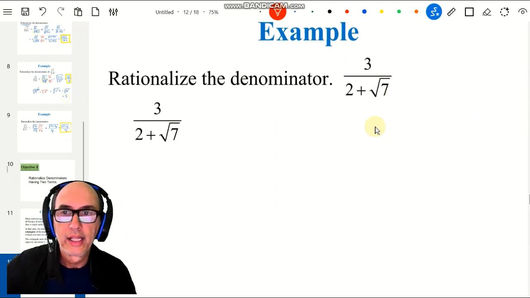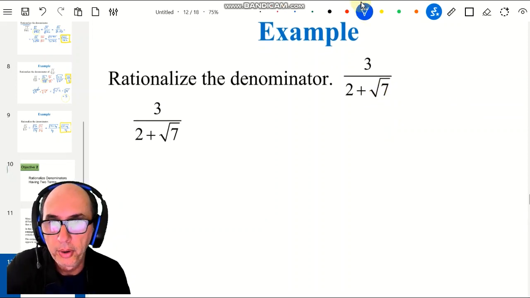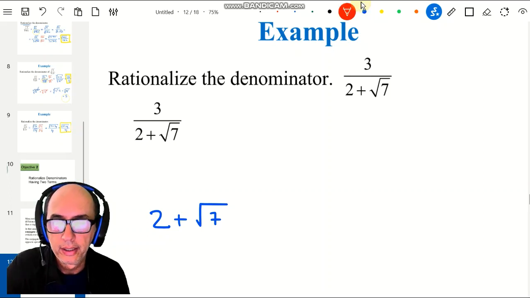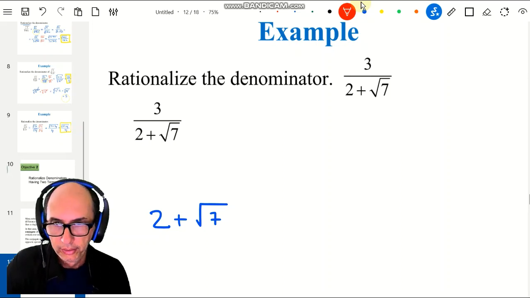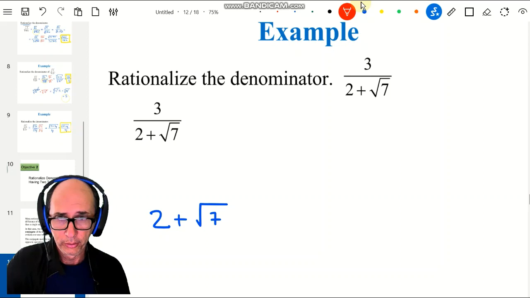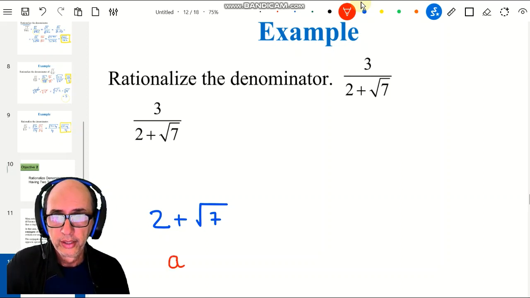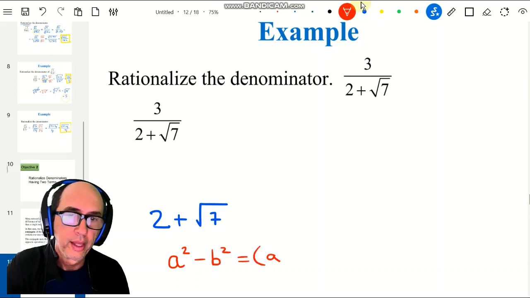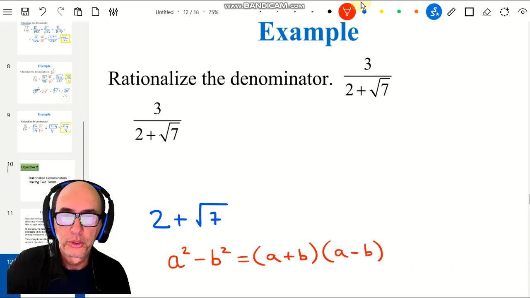I want to rationalize the denominator, but now we have on the bottom 2 plus the square root of 7. We will actually use some knowledge that we have about formulas, special products. Remember this formula: a squared minus b squared equals a plus b times a minus b. This is the difference of two squares, and we know this is a special product. We can use this formula to help us.